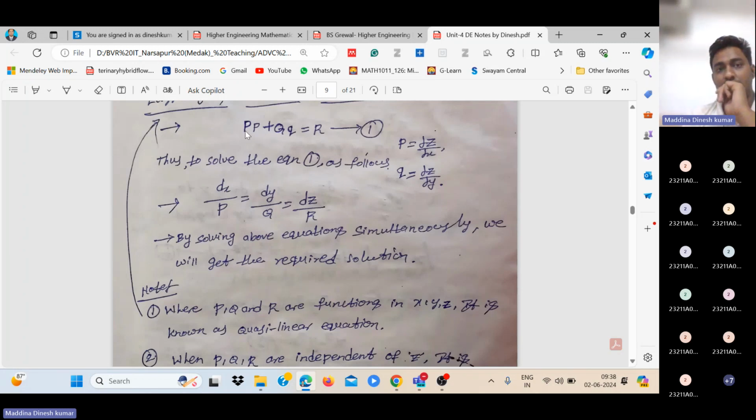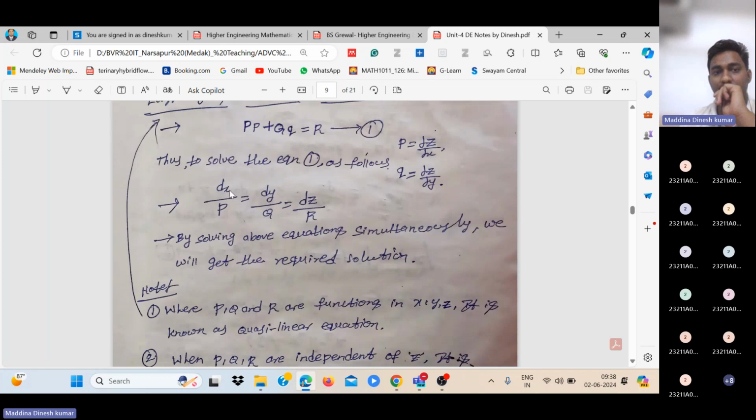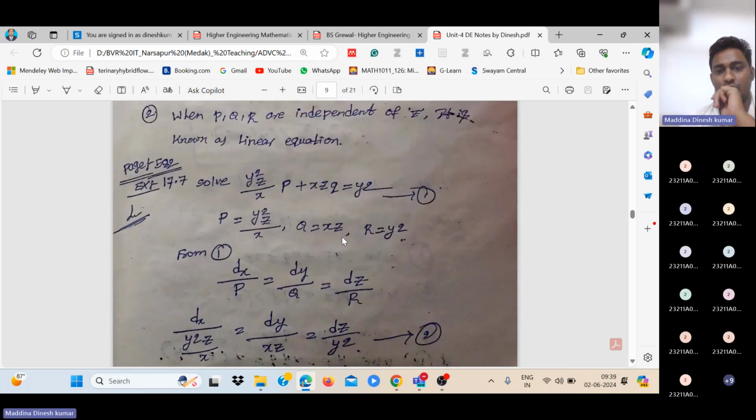If it is in this form, capital P into small p plus capital Q into small q equal to R, where small p means dou z by dou x and small q means dou z by dou y, and P, Q, R are functions of x and y, or sometimes x, y, z also, then we will write it as dx by P equal to dy by Q equal to dz by R. These are the fractions. We will equate any two fractions at a time and find the two solutions. Then I will solve some problems, and we will get clarity.